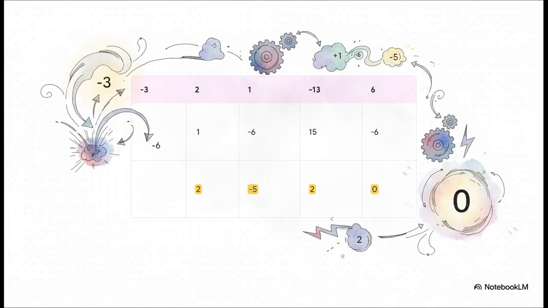Let's see how that negative c value changes things. Bring down the 2. Now, -3 times 2 is -6. Add that to 1, we get -5. Then, -3 times -5, well, a negative times a negative is a positive, so that's positive 15. Add that to -13, we get 2. And for the last step, -3 times 2 is -6, which when we add it, gives us a 0.